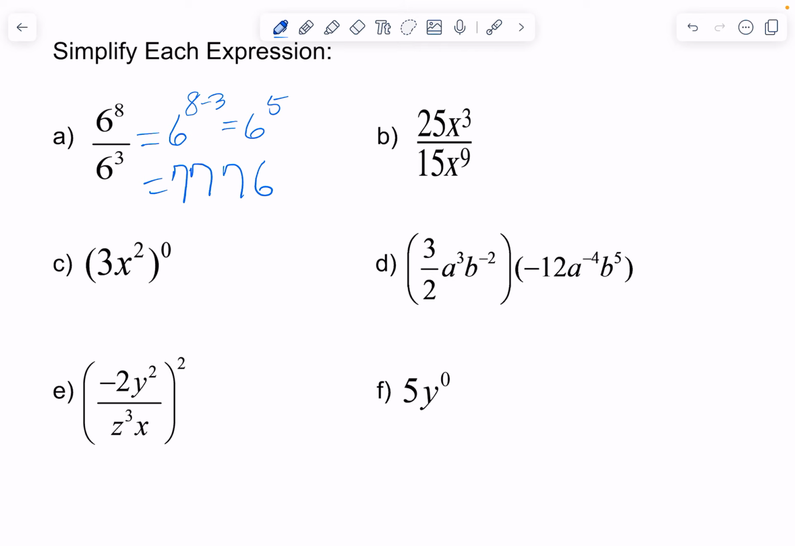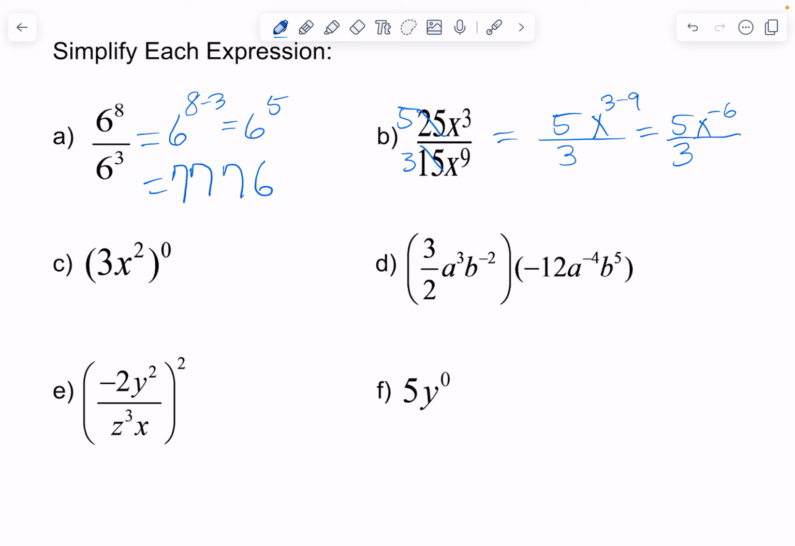All right. 25x to the 3rd divided by 15x to the 9th. Well, I can reduce the 25 by 5, so 5 goes into 25 5 times, and it goes into 15 3 times. So that's 5/3. And then I have x to the 3rd divided by x to the 9th. So that's x to the 3 minus 9, which equals 5/3 x to the negative 6th power.